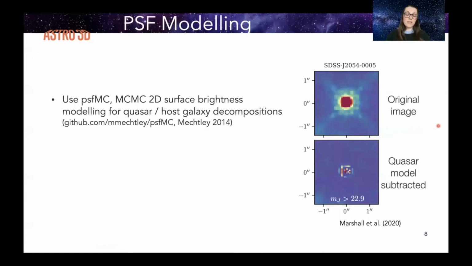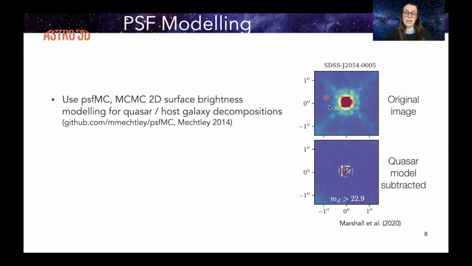So in terms of the observational pipeline, for the PSF modelling, we're using PSF-MC, developed by Myra Mechley in the earlier work that I showed you in the introduction. And so this is an MCMC-based 2D surface brightness modelling software, which allows you to model the image that you get from the telescope as containing a quasar and a host galaxy.